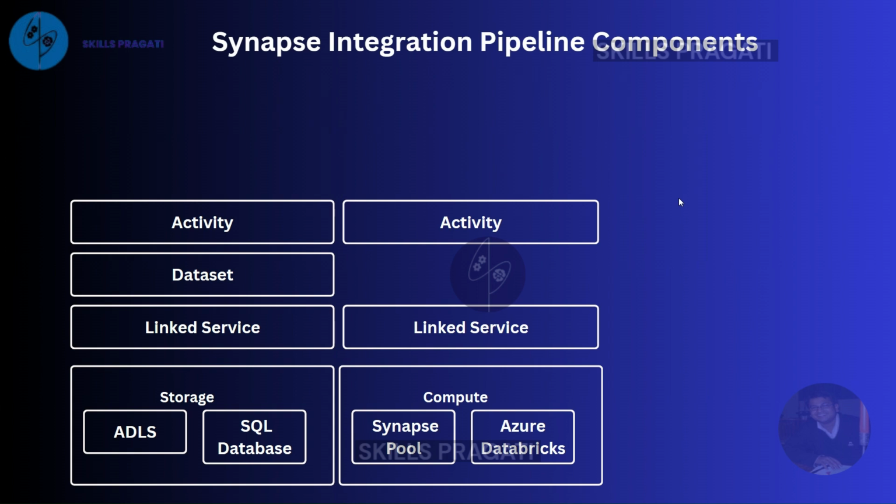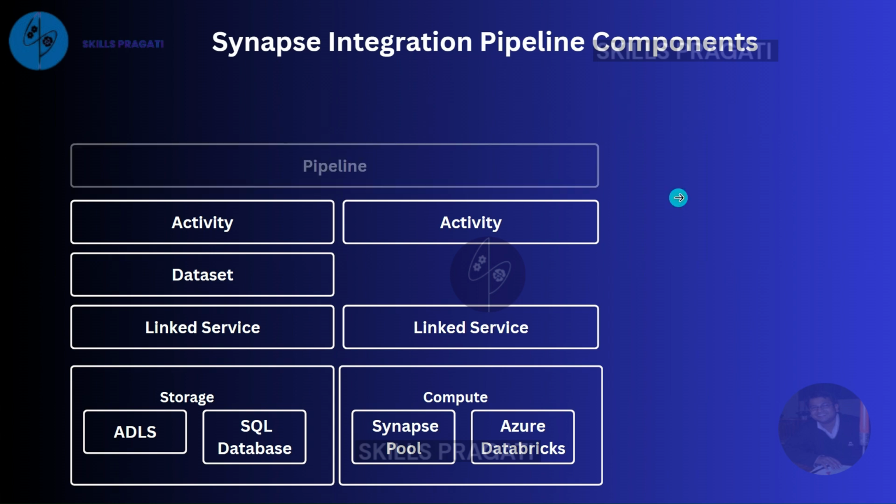In order to execute an activity, we need a pipeline. A pipeline may have one or more activities. It can also create dependencies between them.